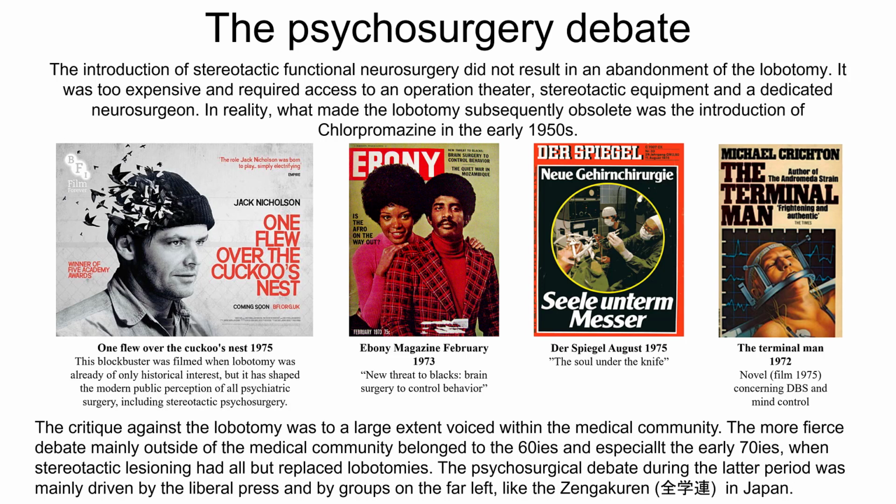The critique against the lobotomy was to a large extent voiced within the medical community. The more fierce debate mainly outside of the medical community belonged to the 60s and especially the early 70s, when stereotactic lesioning had all but replaced lobotomies. The psychosurgical debate during the latter period was mainly driven by the liberal press and by groups on the far left like the Senkakuren in Japan.